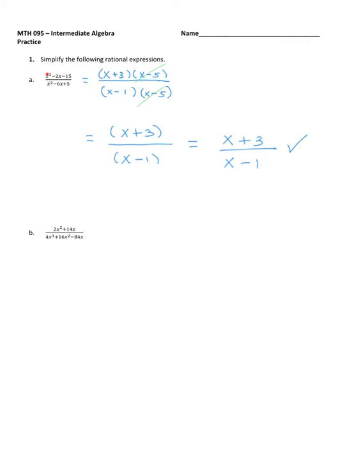The thing to point out is you can't just start canceling like the x squareds with the x squareds, and the reason is you can only cancel factors, which is why we break these apart. Let's try that same idea in part B.